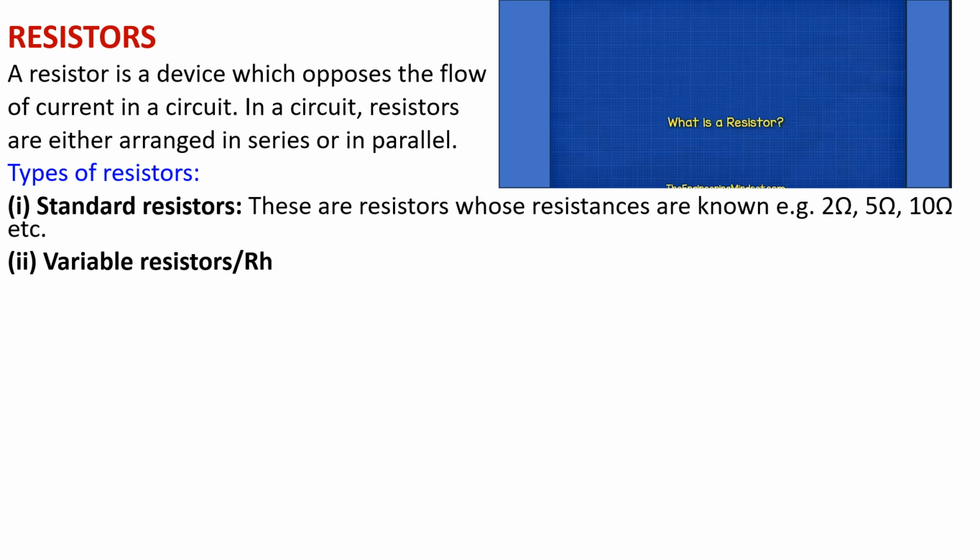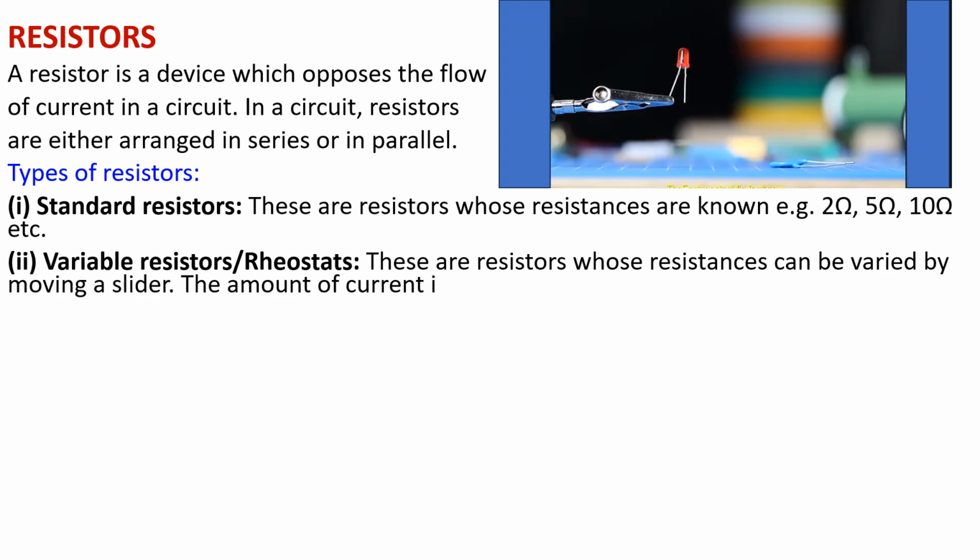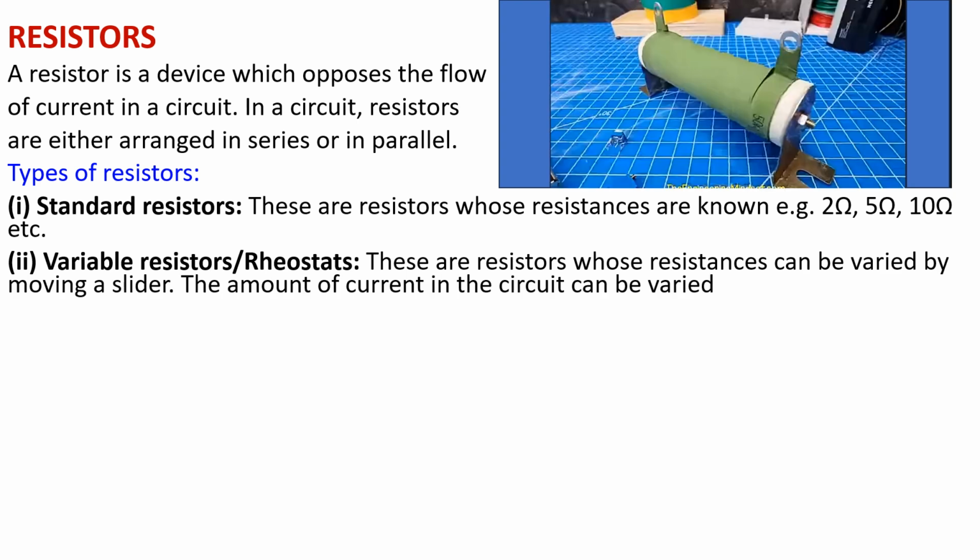Then variable, the ones we adjust. If I can show you in this video, they're of this caliber, that one. So this is what we call an adjustable resistor, or the rheostat. These are resistors whose resistance can be varied by moving a slider. So as we move this slider, you actually reduce or increase the resistance depending on the demand.